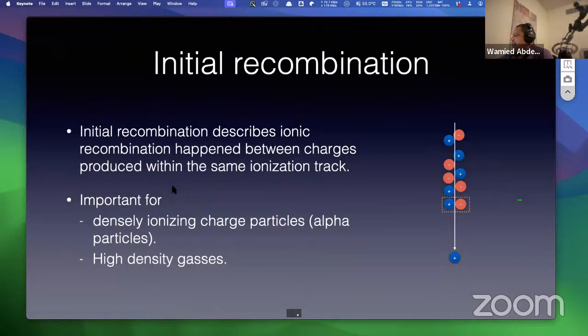This is important if we have a densely ionizing charged particle, for example an alpha particle or maybe protons, because the density of these charges on the track is going to be high. So the likelihood of them meeting with one another and recombining is going to be high. Or if we have a very dense gas, then again the ionization track in the gas is going to be very dense. So this is initial recombination.